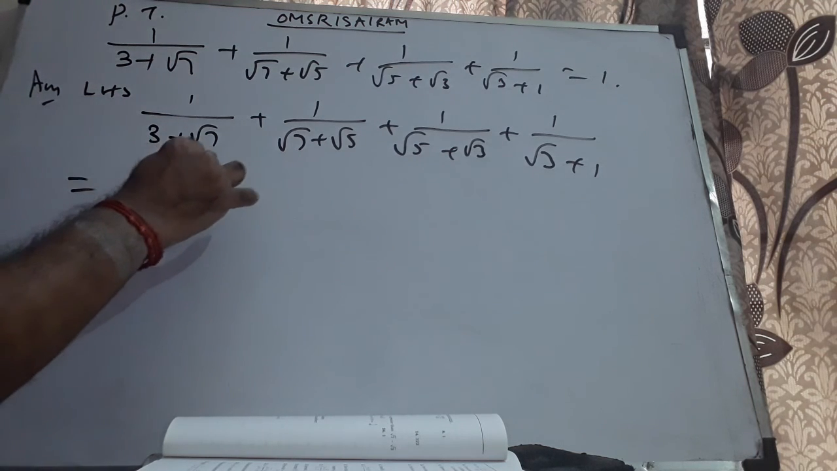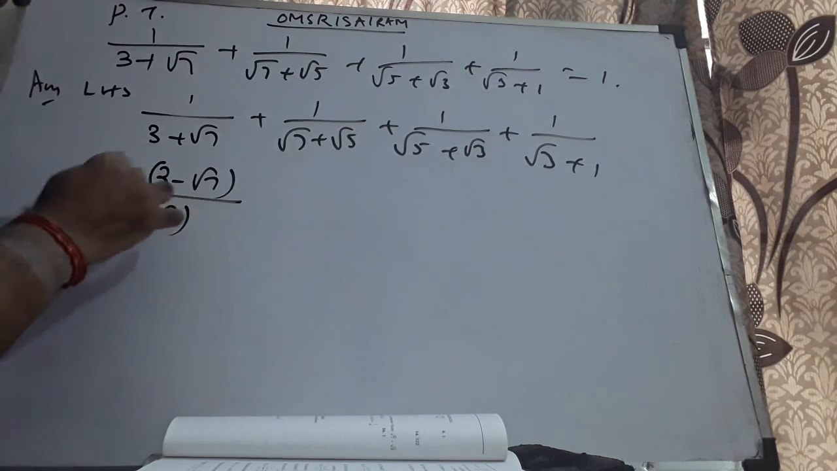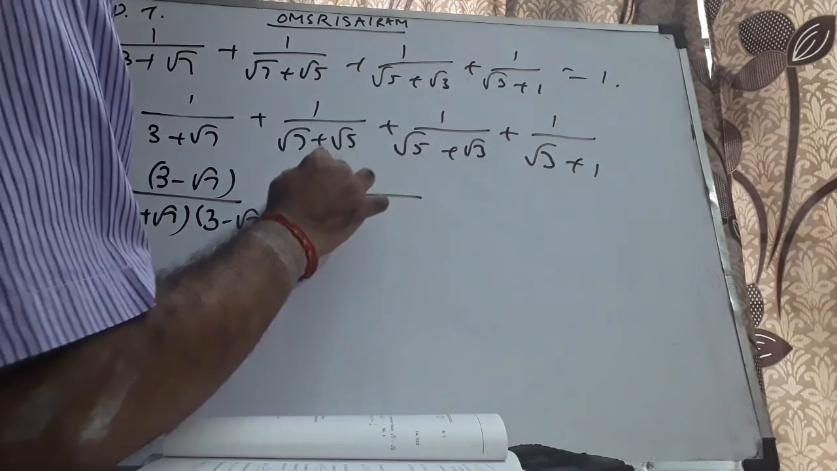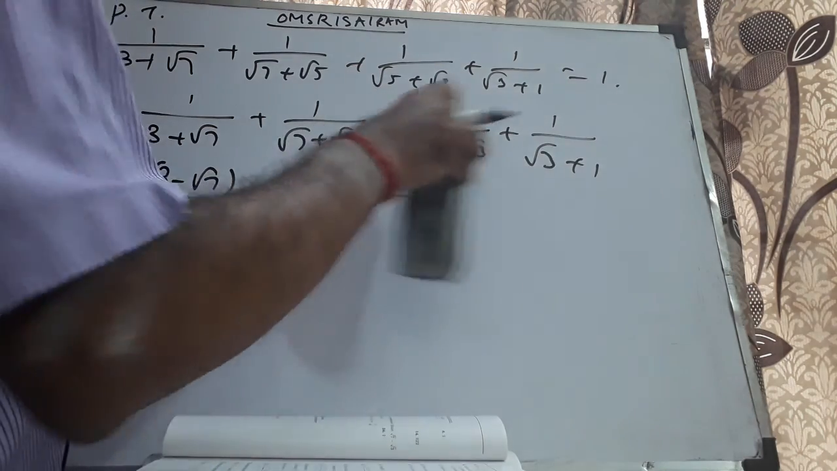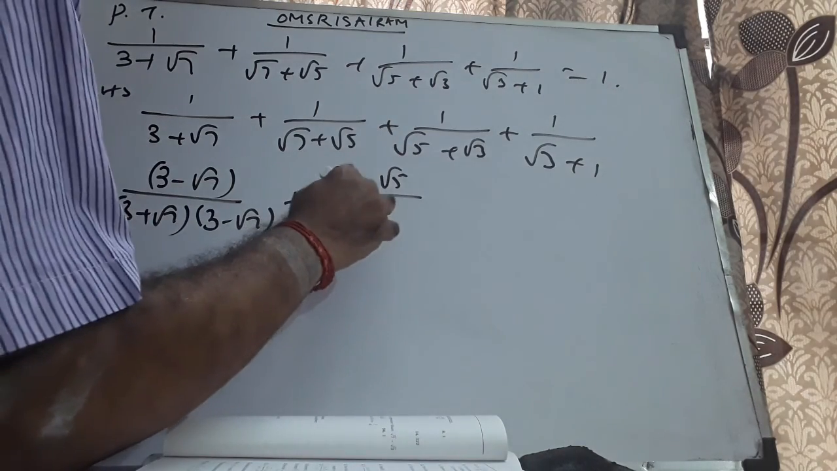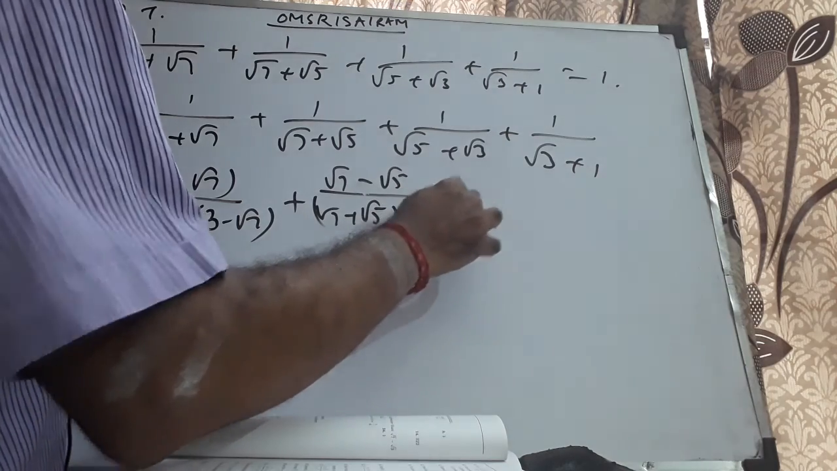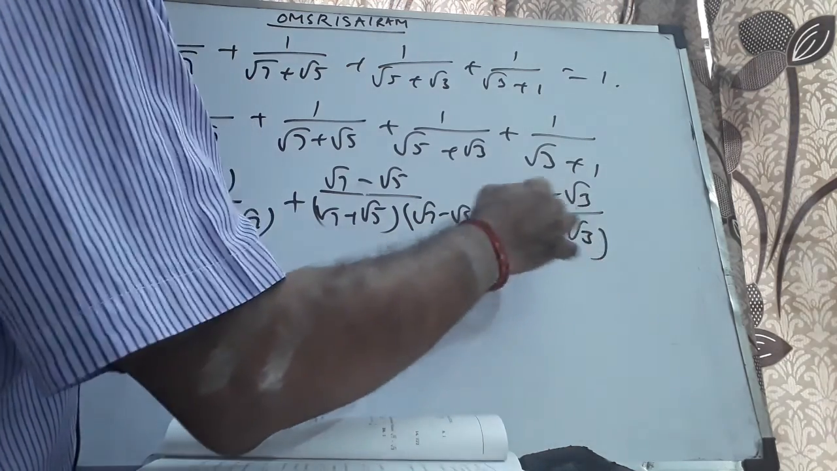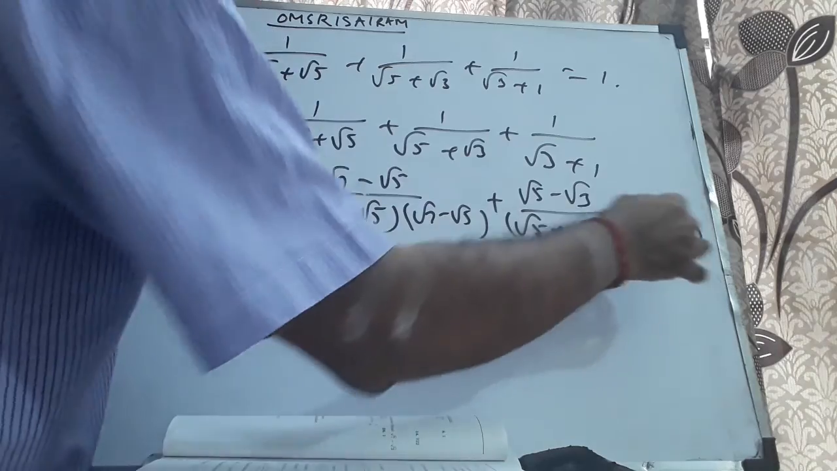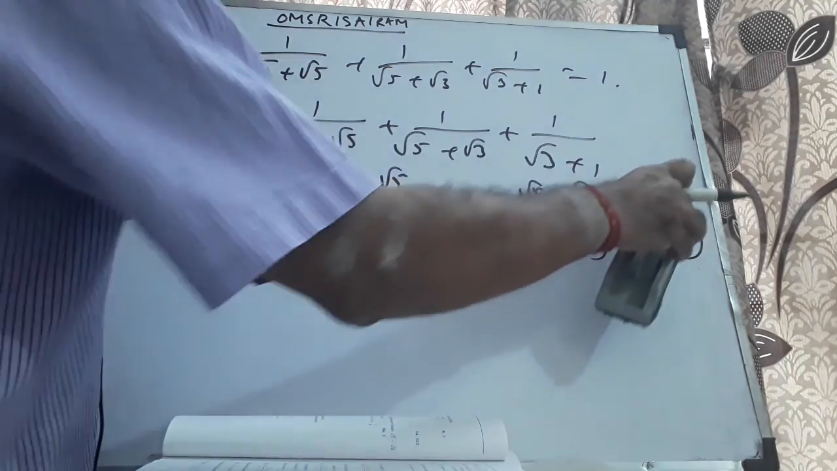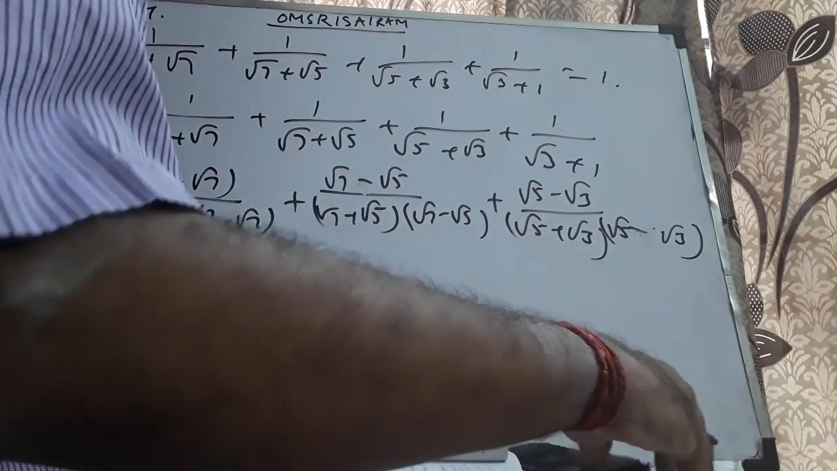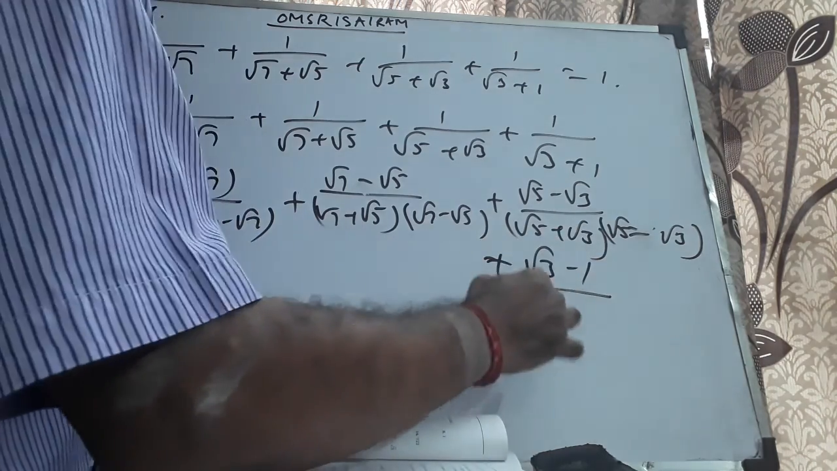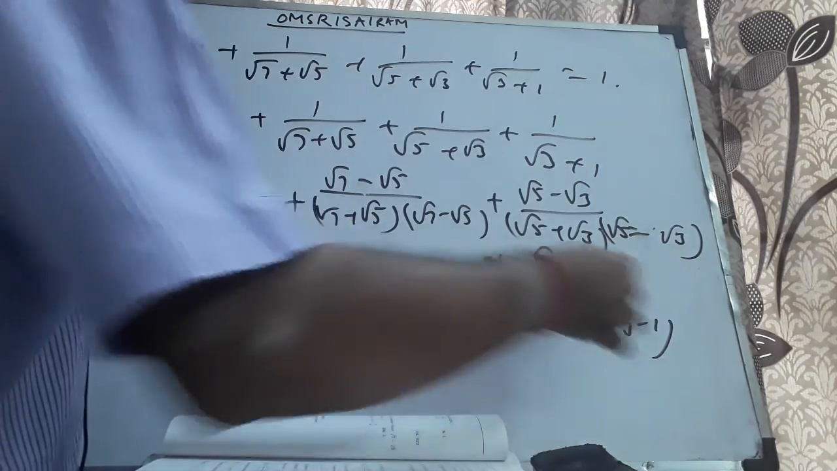Let me just rationalize each term individually. Multiply and divide by 3 minus root 7 here. Here multiply and divide by root 7 minus root 5. Root 7 minus root 5 by root 7 plus root 5 into root 7 minus root 5. Here multiply and divide by root 5 minus root 3. Root 5 plus root 3 into root 5 minus root 3. Here multiply and divide by root 3 minus 1. Okay, this is root 3 minus 1 by root 3 plus 1 into root 3 minus 1.